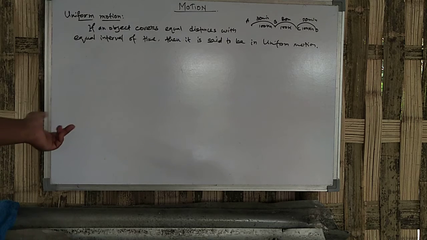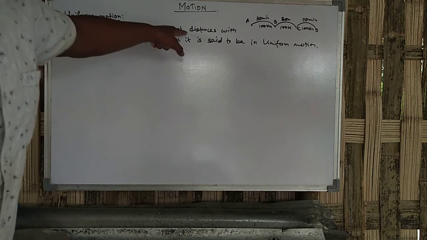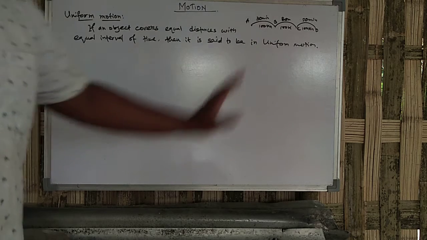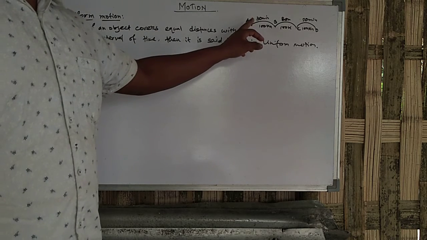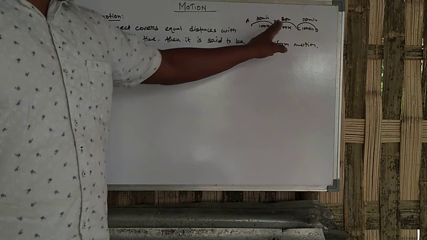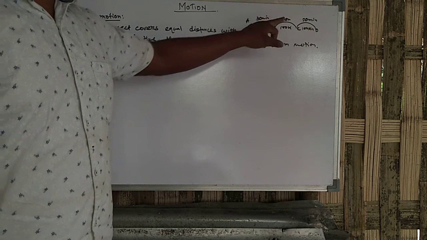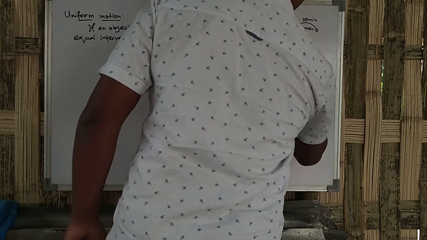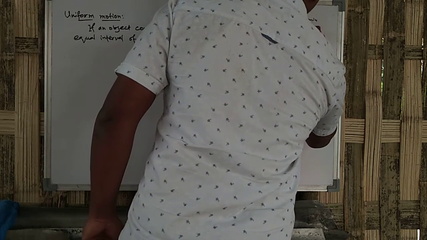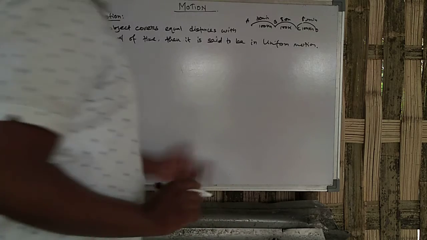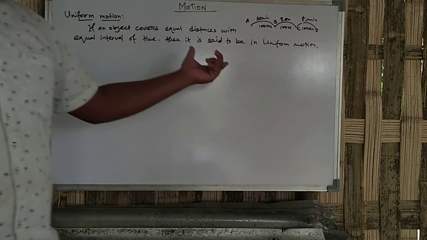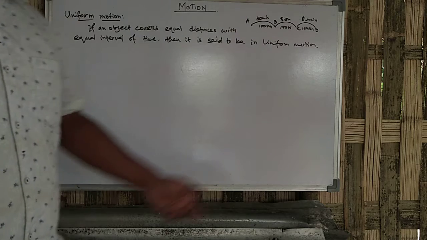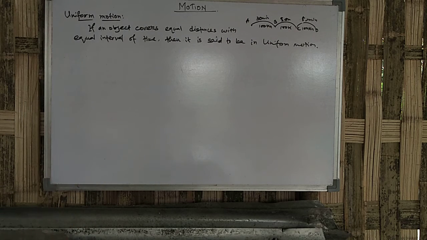then it is said to be in uniform motion. So non-uniform motion, if an object covers unequal distance with equal interval of time, then it is said to be in non-uniform motion. For an example, a car covers a distance of A to B of 100 km in 30 minutes. Next, B to C of 100 km in 50 minutes. And this one is of 5 minutes. Then it covers unequal distance with equal interval of time, or equal distance with unequal interval of time. Then these types of motion is called non-uniform motion.